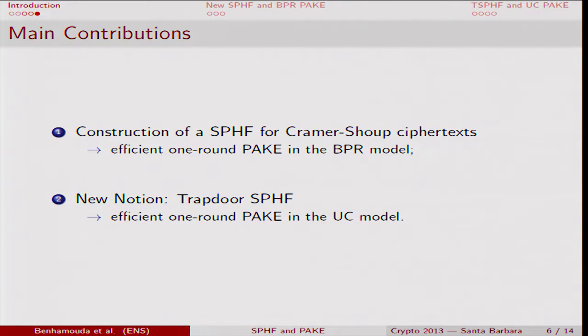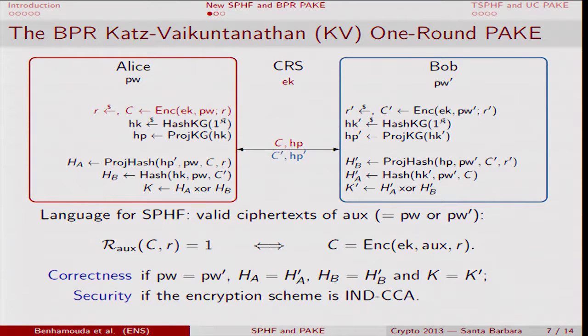So let us now present our two main contributions. The first main contribution is the construction of an efficient SPHF for Cramer-Shoup ciphertext, and this gives a very efficient one-round PAKE in the BPR model. The second contribution is the introduction of a new notion called Trapdoor smooth projective hash function, or TSPHF, which gives an efficient one-round PAKE in the UC model. So first, the BPR case.